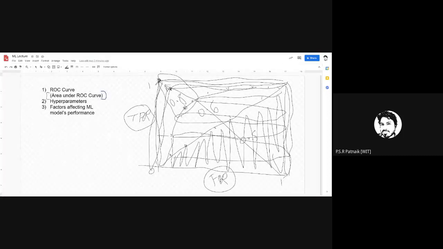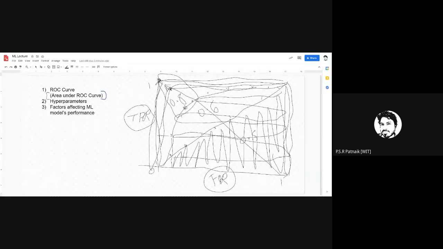Okay. So now that you have understood area under the curve, we have 2 minutes. What we'll do is, before we jump on to the concept of hyperparameters, I've already told you what hyperparameters and parameters are. I'll just quickly talk about factors affecting ML models' performance. Now, before we talk about that, let me explain hyperparameters.